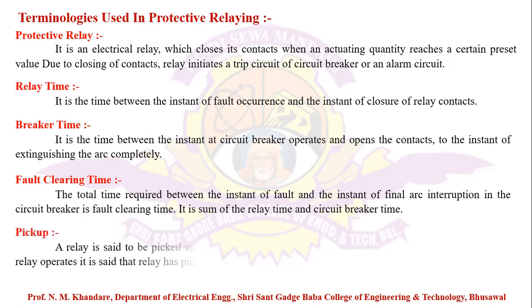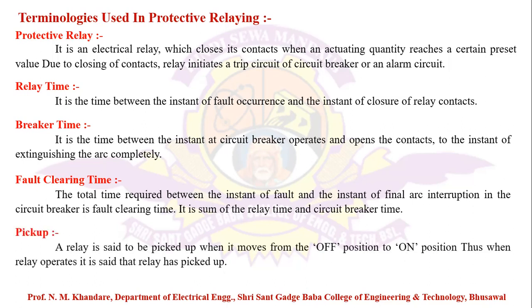Next is the pickup. The relay is said to be picked up when it moves from the off position to the on position. Thus, when the relay operates, it is said that the relay has picked up. As soon as the fault is sensed and the relay coil is actuated, the contacts get shifted. So normally open contacts become closed, and that condition is called the picking up of the relay.